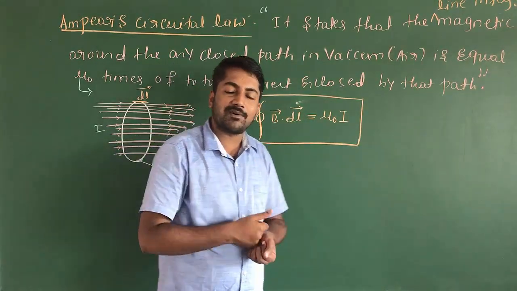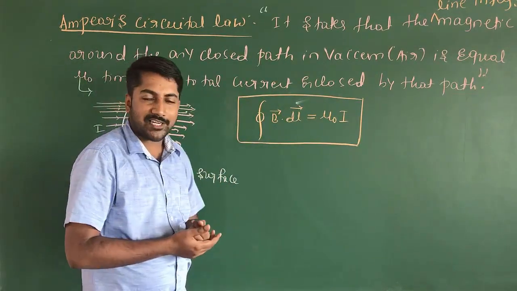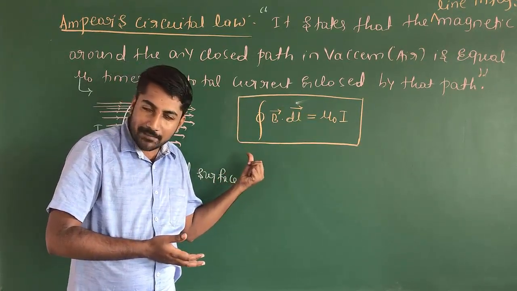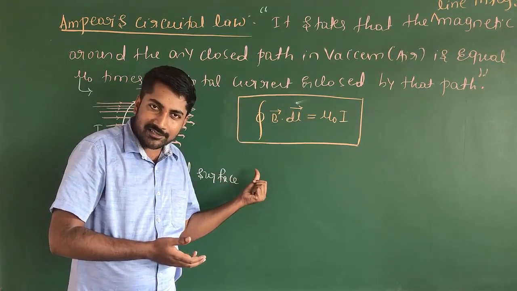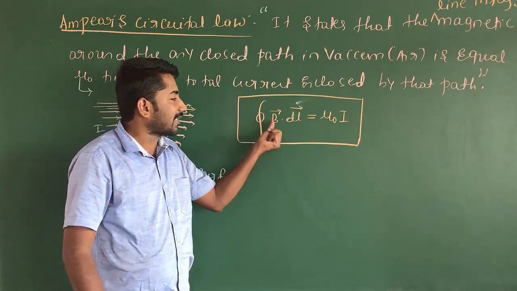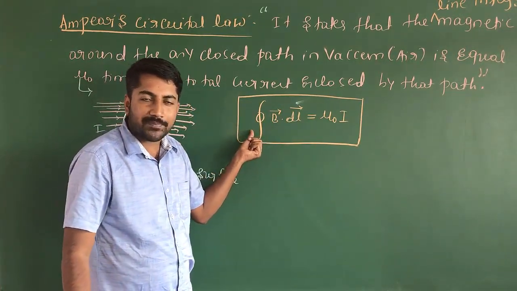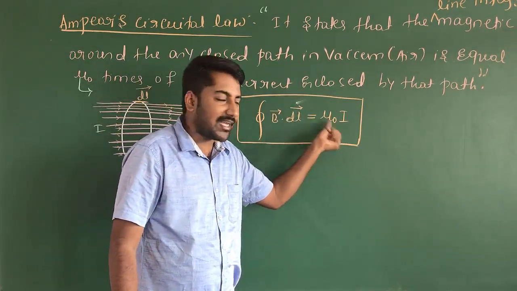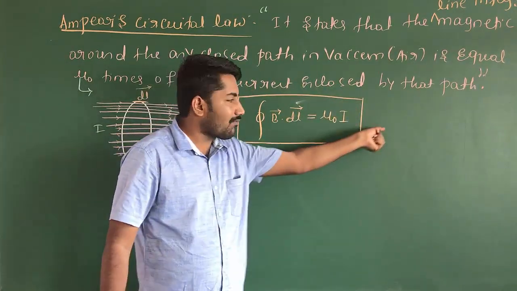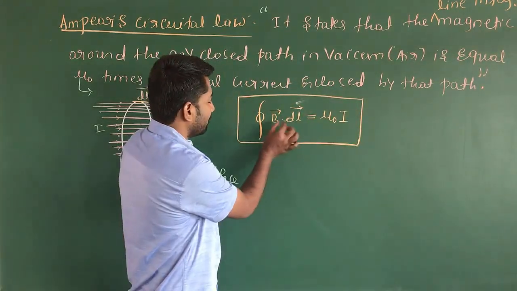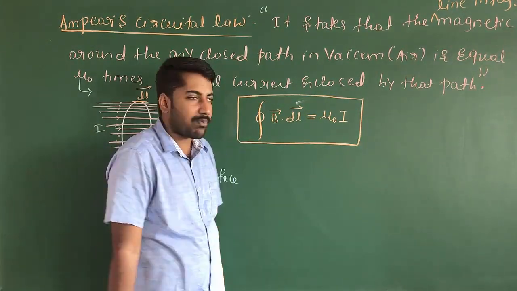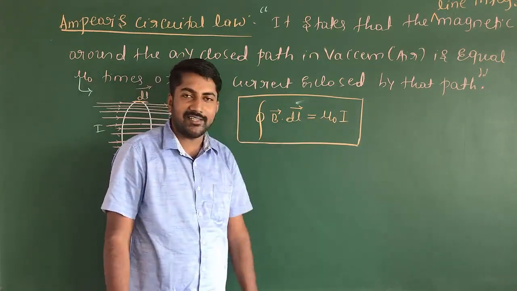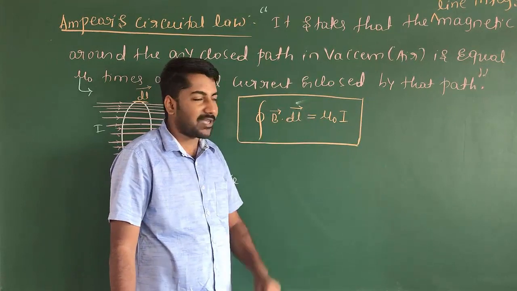What is the use of this Ampere circuital law? The statement of the Ampere circuital law is, it states that the line integral of the magnetic field around any closed path in a vacuum or air is equal to mu naught times the net current enclosed by that path. This is the mathematical form. Here B is the magnetic field around the closed path, dl is the current element around the closed path, I is the current in the closed path, and mu naught is the permeability of free space.